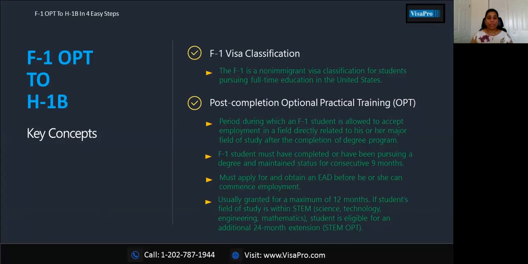To be considered for OPT, the student must have completed or have been pursuing a degree and maintain status for a consecutive 9 months, generally 2 semesters. Once approved for OPT by the educational institution's foreign student advisor, the student must apply for and obtain an employment authorization document from USCIS before he or she can commence employment. OPT is usually granted for a maximum of 12 months. If a student's field of study is within STEM, which is science, technology, engineering, or mathematics, the student is eligible for an additional 24-month extension, usually called STEM OPT.